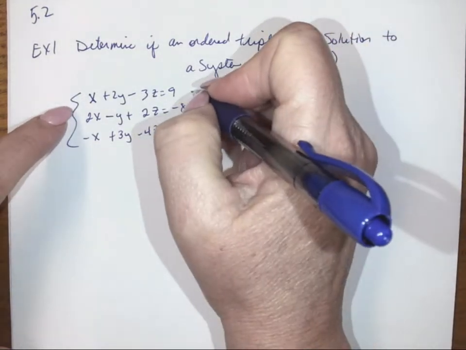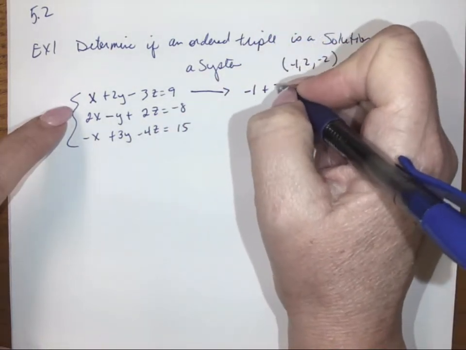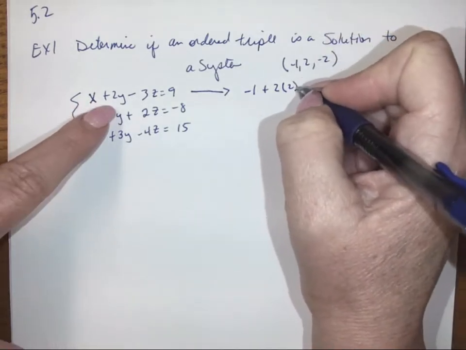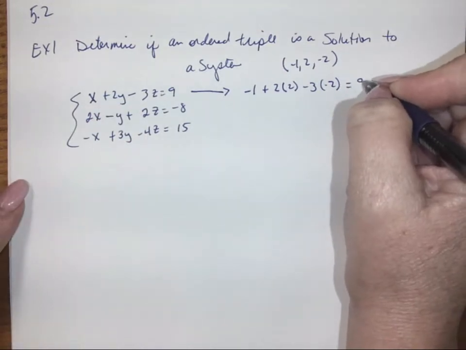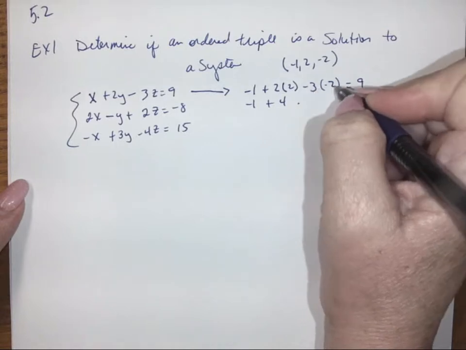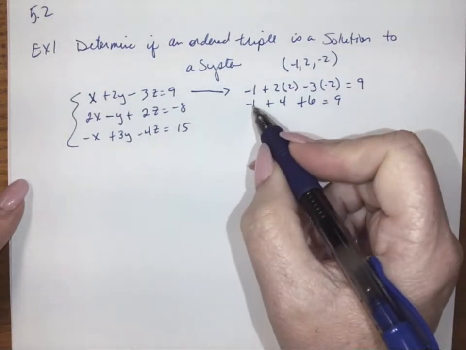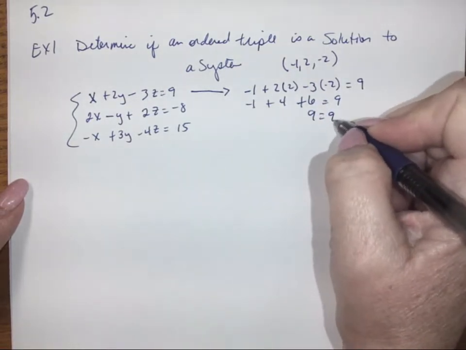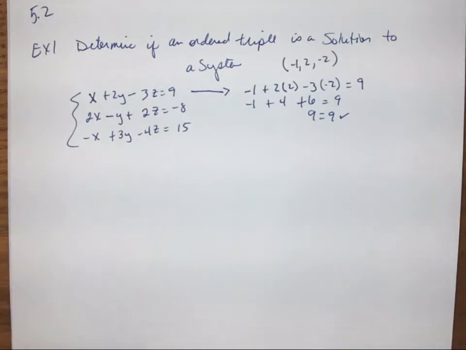So for this one, we'll have negative 1 plus 2 times 2 minus 3 times negative 2 equal to 9. Well, negative 1 plus 4, negative 3 times negative 2 is plus 6, equal to 9. Negative 1 plus 4 is 3, 3 plus 6 is 9, 9 equals 9. So it works for this one. So let's try our next one.